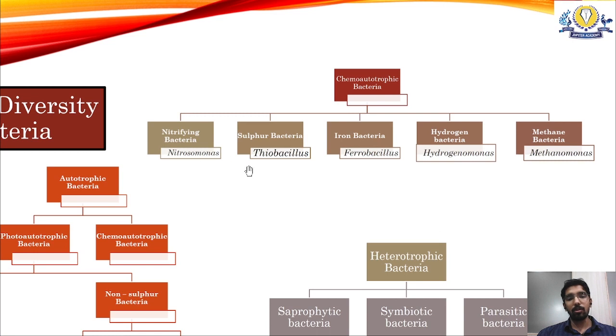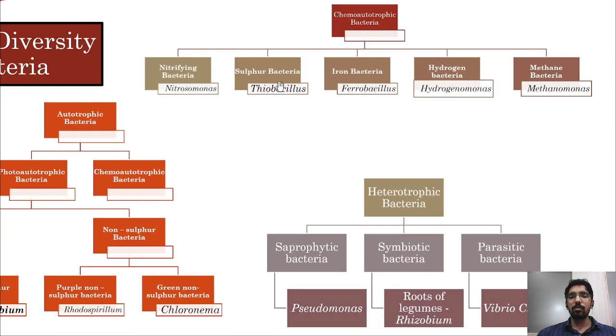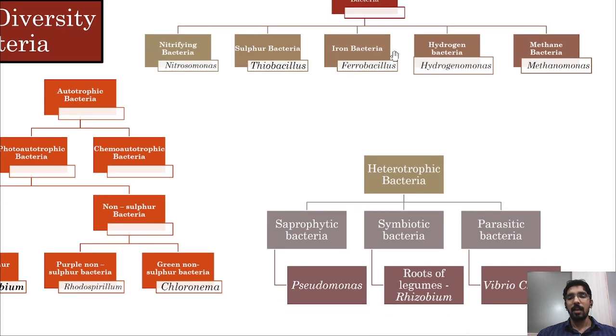Then we have chemoautotrophs. Chemoautotrophic bacteria are divided into five types. We have nitrifying bacteria, example Nitrosomonas; sulfur bacteria, example Thiobacillus; iron bacteria, Ferrobacillus; hydrogen bacteria, Hydrogenomonas; and methane bacteria, example Methanomonas. All these use particular chemicals in order to perform photosynthesis. And the second type of nutrition is heterotrophic bacteria, which includes three groups: saprophytic bacteria, symbiotic bacteria, and parasitic bacteria. The examples we saw before.